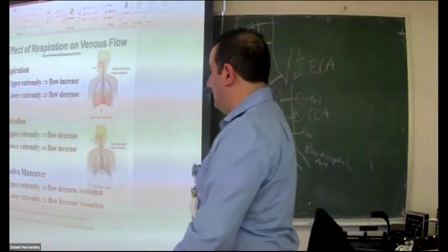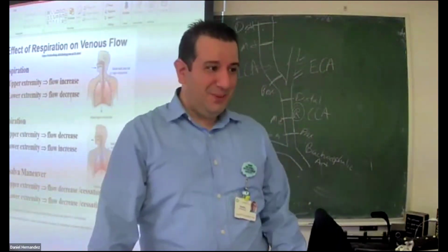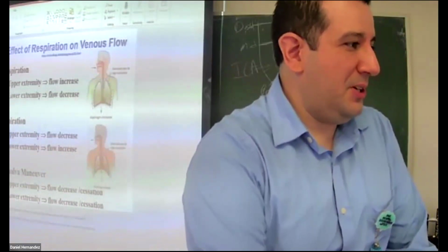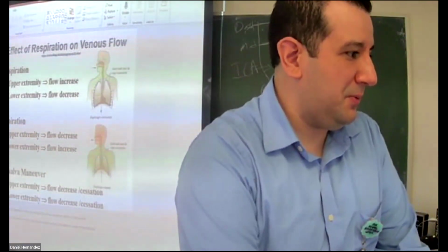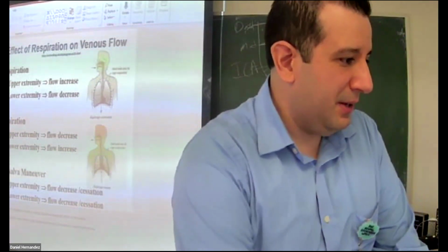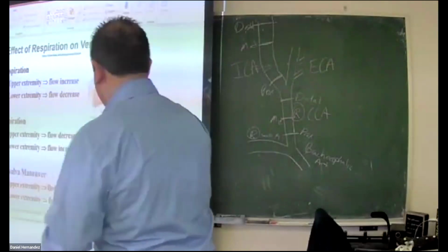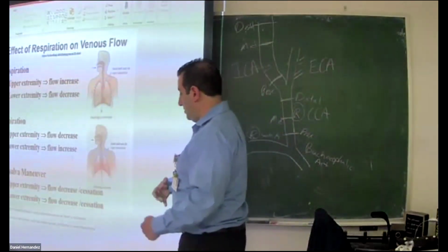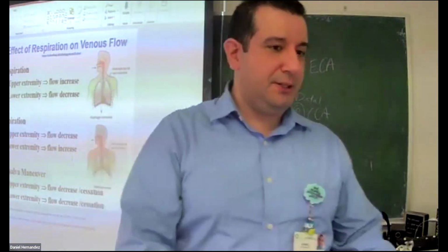So know your inspiration and expiration, how it decreases and increases flow, for the upper extremities and for the lower extremities. Valsalva maneuver, what it does: cessation means a stoppage or a pause of the flow. So it actually pauses flow when you Valsalva maneuver in both the upper and lower extremities.